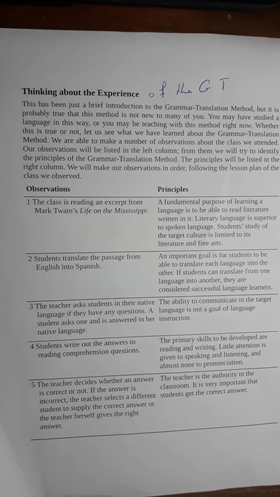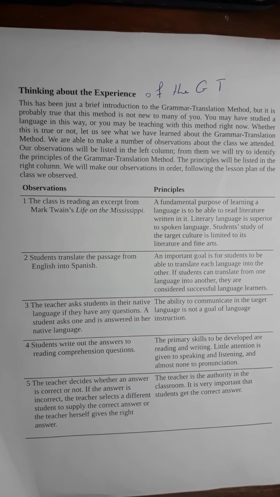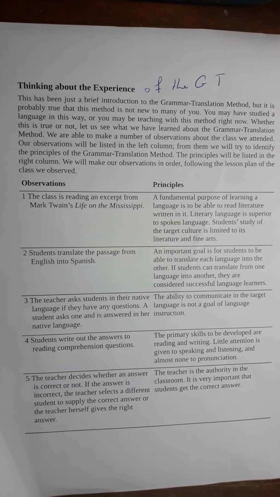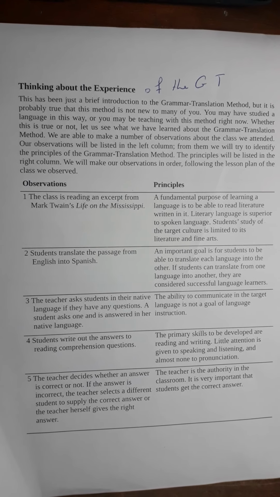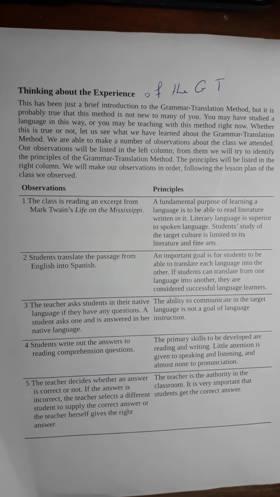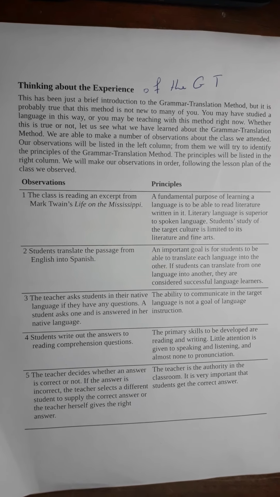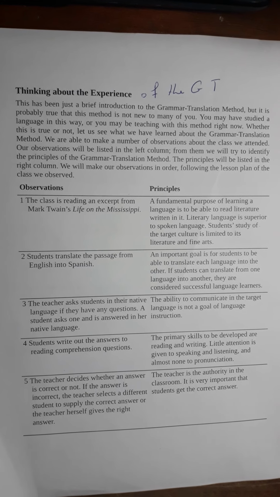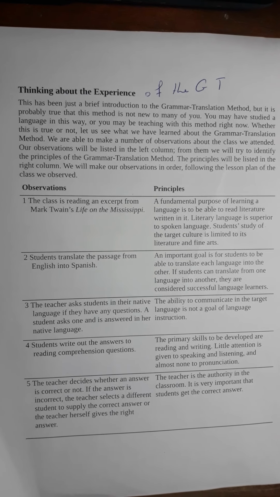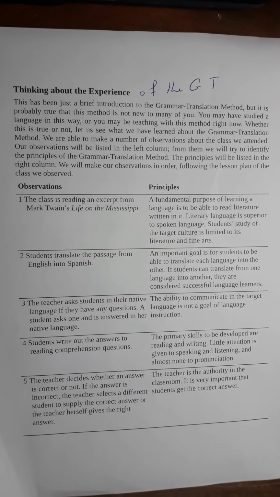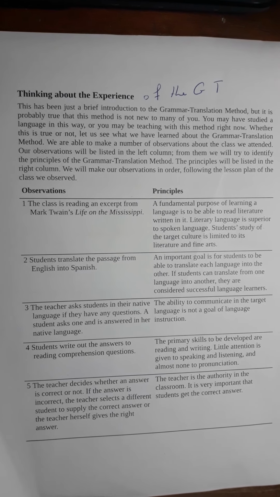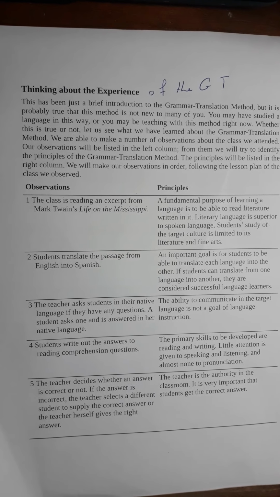Item number 3 is related to the use of the native language. The teacher uses the native language as a medium of instruction. Whenever the teacher gives the students instructions, and the student asks questions, it is in the student's native language, because the student's ability to communicate in the target language is not a goal. The goal is only to teach them to read and write the target language.